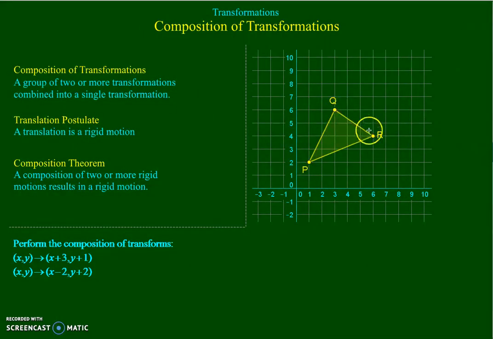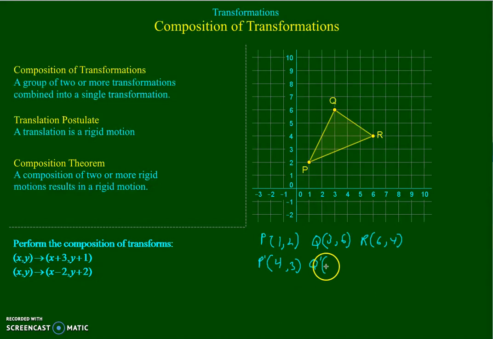We have triangle PQR, and I want to write down the coordinates for P, Q, and R here first. So point P is 1, 2, Q is 3, 6, and R is 6, 4. Now let's go ahead and apply the first transformation. So P prime, we're adding 3 to the X, so that's 1 plus 3 is 4, and adding 1 to the Y, 2 plus 1 is 3.